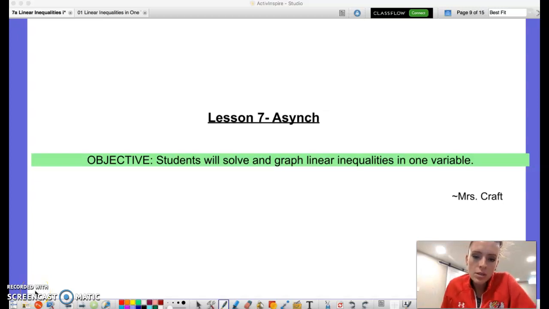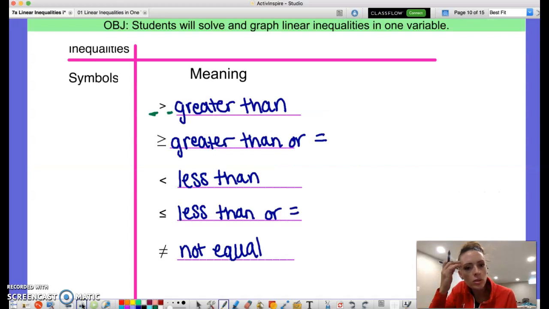This is the asynchronous lesson for lesson 7 in Honors Algebra 2. You're going to learn to solve and graph linear inequalities in one variable. That will be the first video. The second video will be solving and graphing linear inequalities in 2 variables. So let's get started with some review.